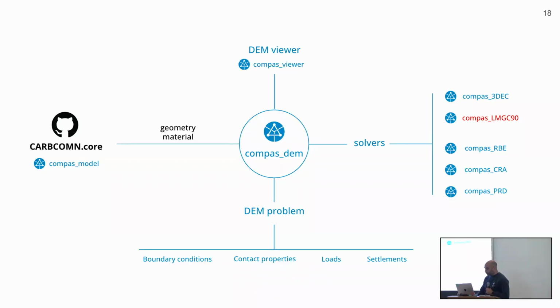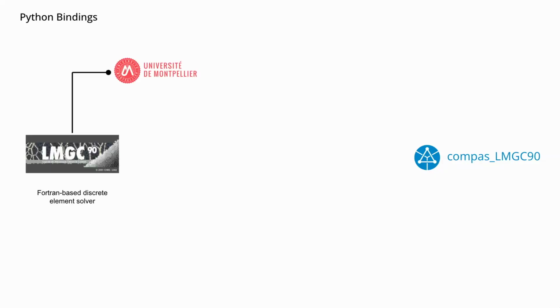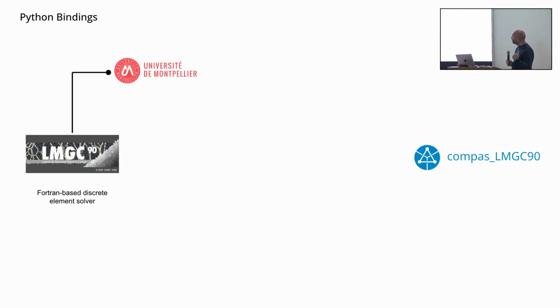As I said, I will show you briefly another interesting part related to the development of this and related to the COMPAS developers. This slide is awkwardly not centered. There is COMPAS MGC on the right side. The reason is that there is something happening on the left. Everything started with this open source solver for discrete element modeling that was developed by the University of Montpellier, which was written in Fortran, so not many people using it.